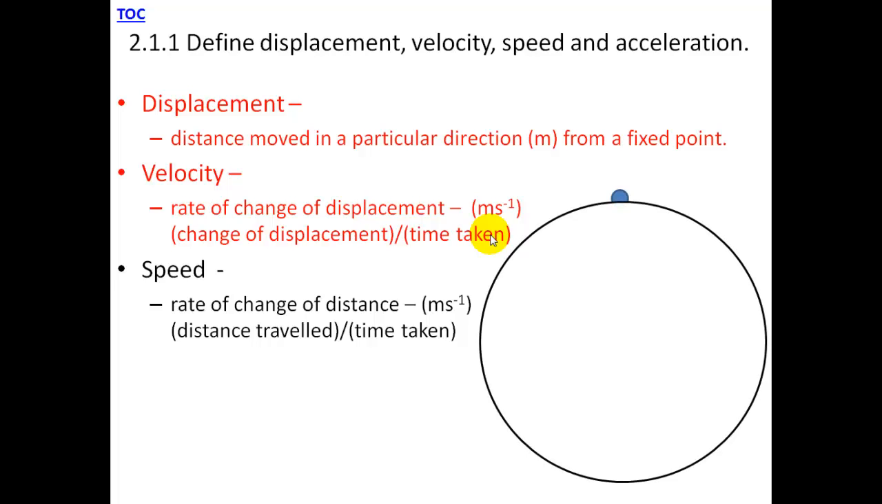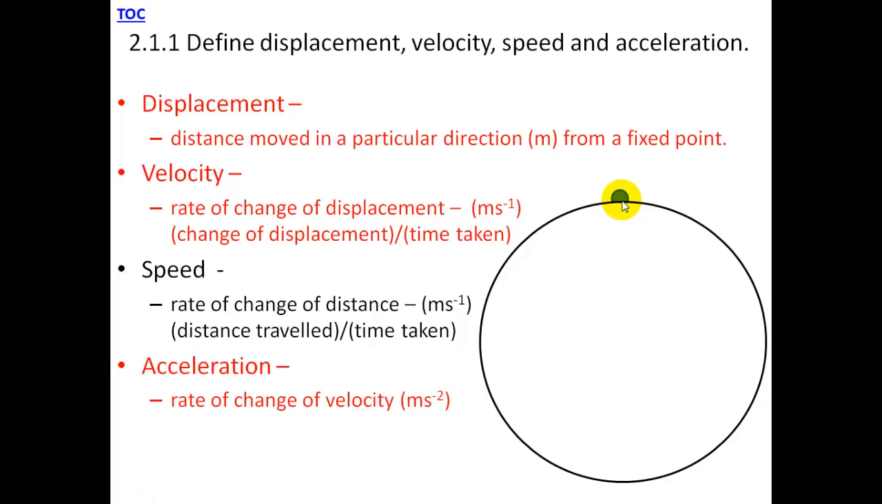So to find its velocity and its speed, we need to look at its displacement and its distance. Now the displacement now is 0. It ends up in the same place that it started at. So its average velocity is going to be 0. Its speed, however, is the distance that it travels to go all the way around, divided by the time taken. So velocity and speed are not always numerically the same thing.